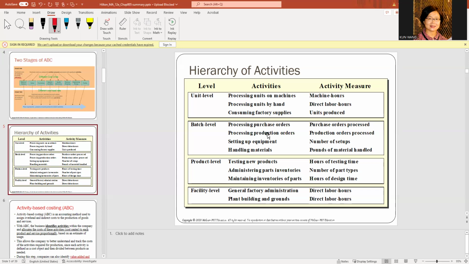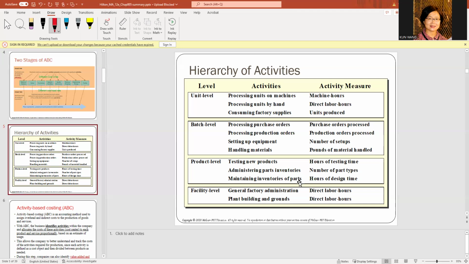Then the batch level means for each batch, we may process a certain number of units or machinery hours, like the purchase orders processed related to the purchasing cost, the number of setups related to the equipment setup cost, and handling the materials, the pounds of material handled. So the batch level is a more aggregated level of cost pool than the unit level.